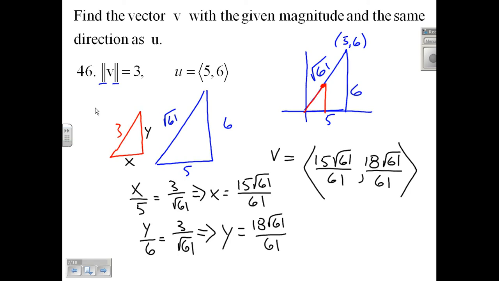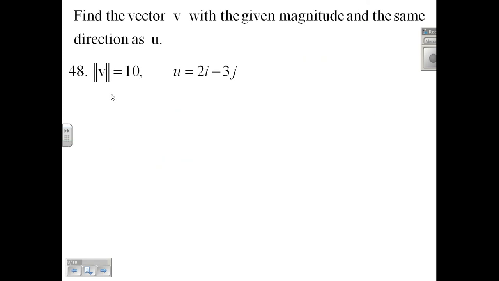Okay, let's take a look at one that has a negative involved, so it's not just moving to the right and up.